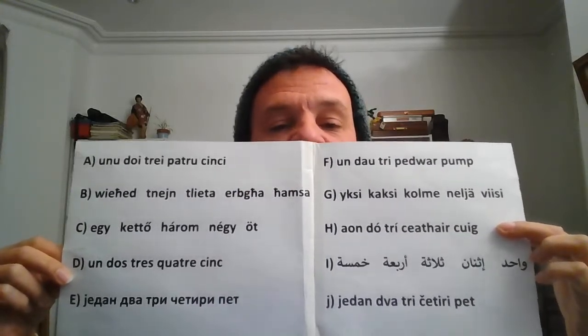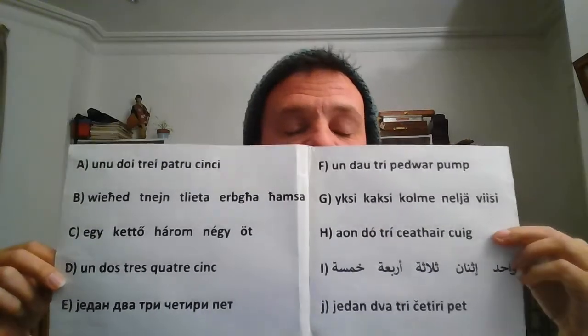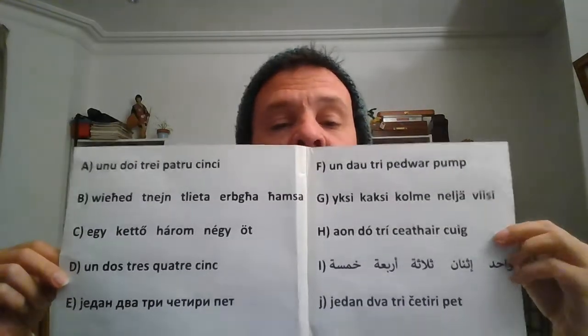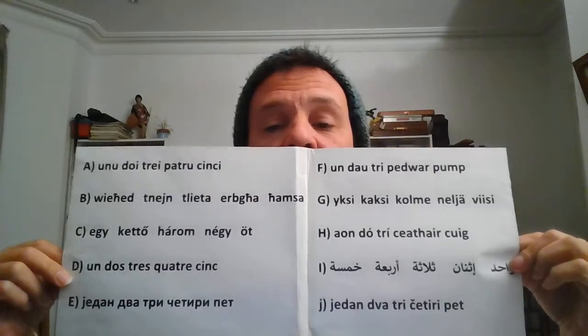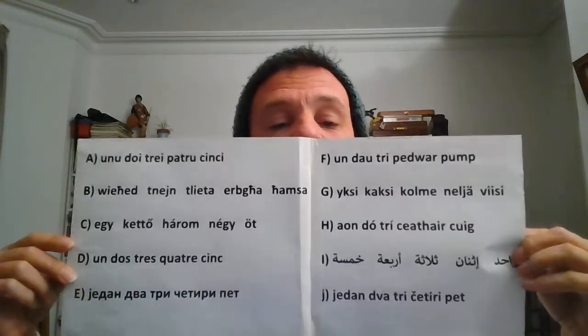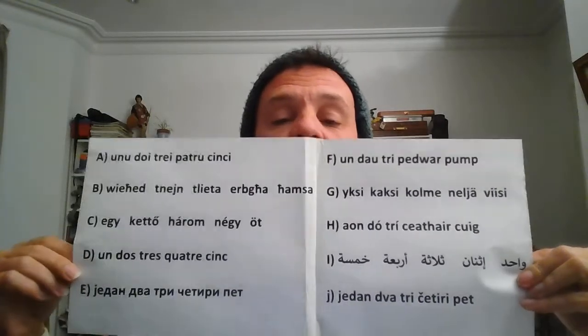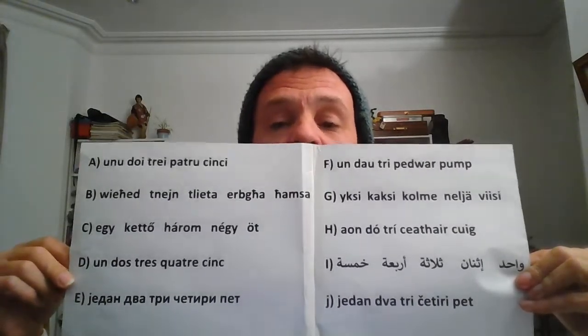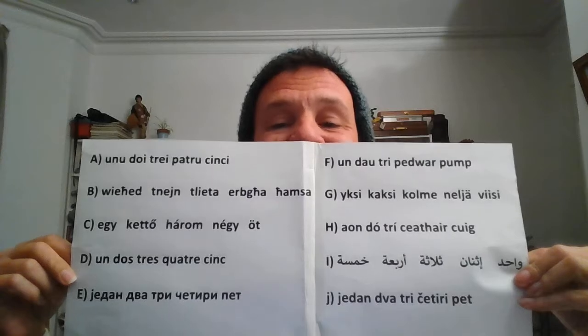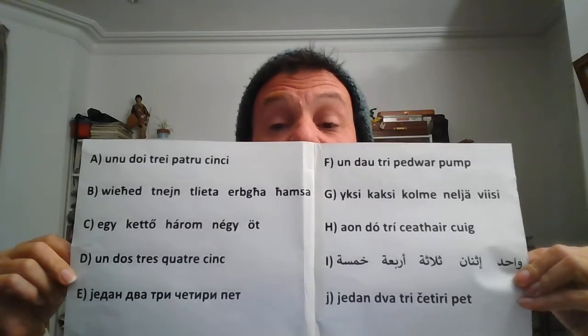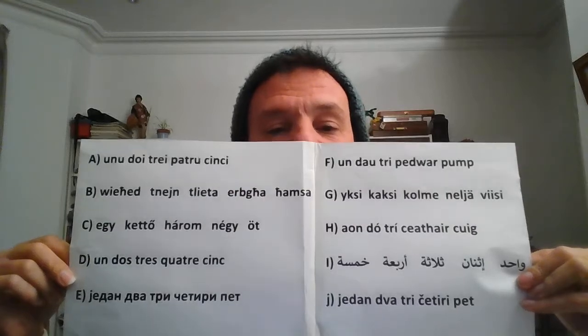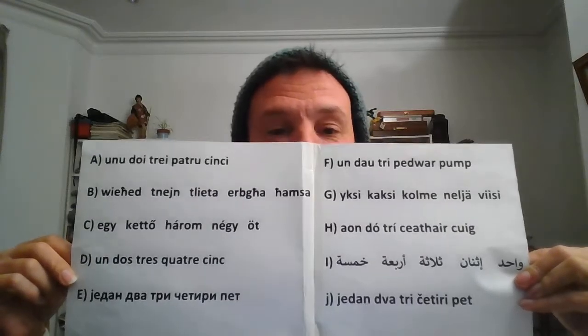G, we've already covered, that was Finnish. H, we've covered, that's Irish, related to Welsh. I is Arabic, which we've said already was related to Maltese, B. And J, Croatian, related to Serbian, E. So your correct pairs for half a point each were A and D, B and I, C and G, E and J, F and H. I hope that makes sense. I hope it wasn't too complicated.